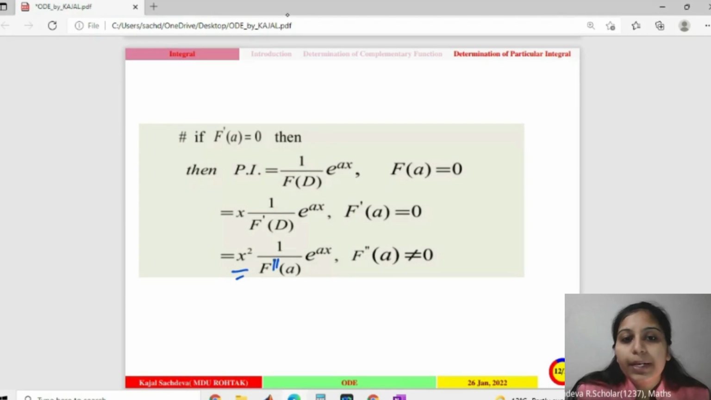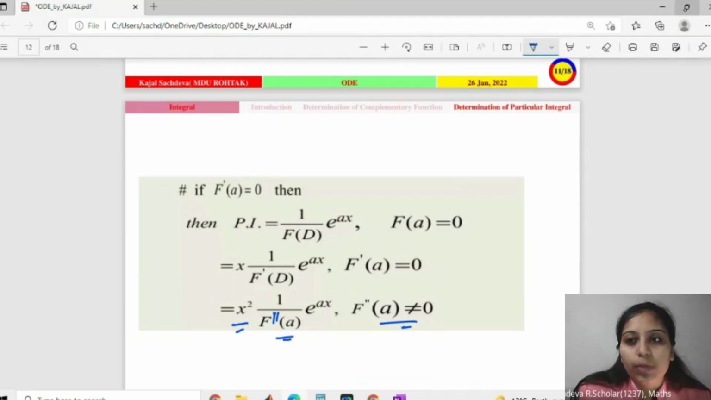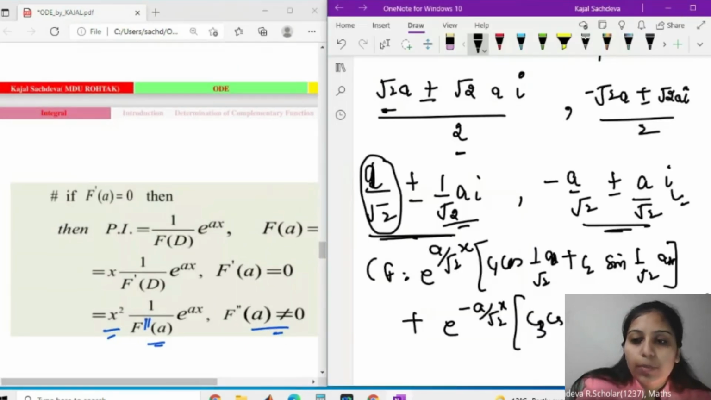So we will repeat the procedure until we don't get the denominator equal to 0. So here we have the criteria for solving when Q is equal to e raised to power ax. Let's solve a question based on that.